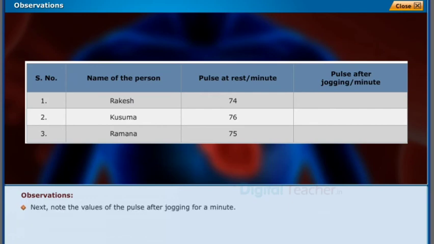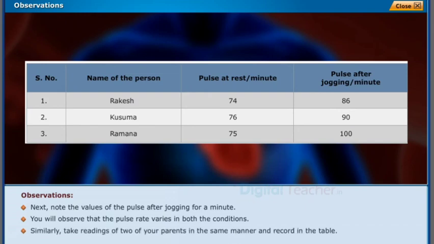Next, note the values of the pulse after jogging for a minute. You will observe that the pulse rate varies in both the conditions. Similarly, take readings of two of your parents in the same manner and record in the table.